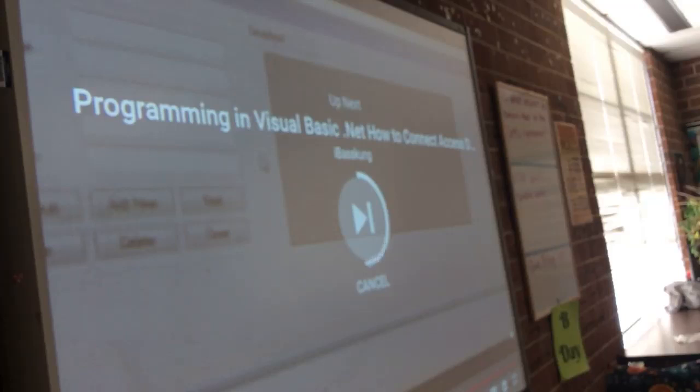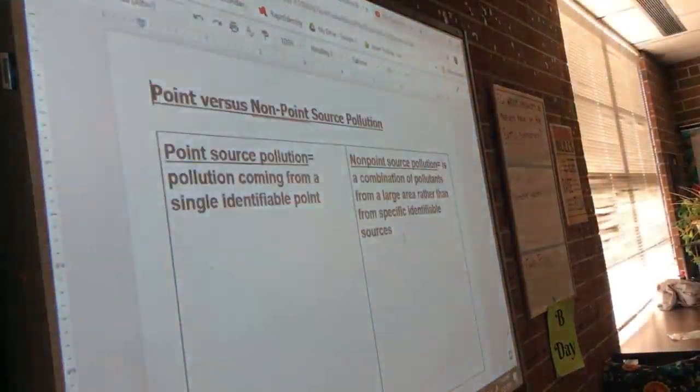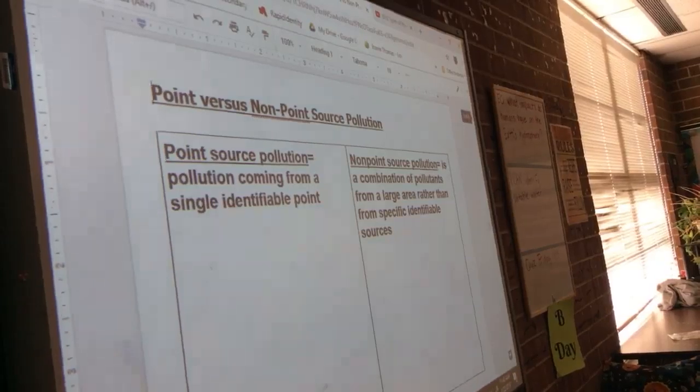All right, on your desk at each group practice is a plastic baggie that you are going to sort into 2 piles.